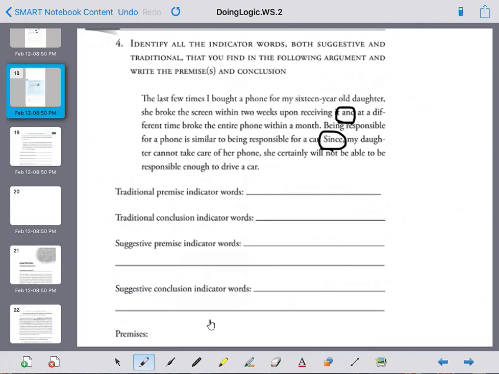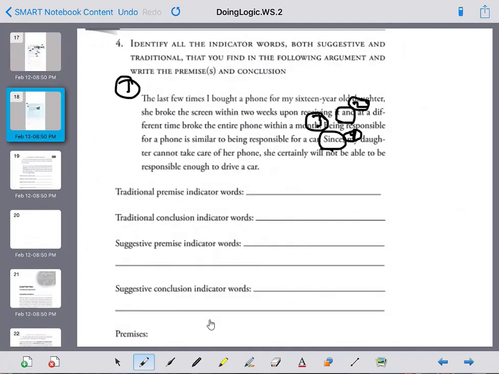When I read it, what I notice is that of the traditional indicator words, there's only one: "since." I don't have any of the others. Suggestive premise indicator words, I have an "and." And conclusion indicators, I don't have any. So what do I know is my ultimate conclusion? If I were to look at this whole passage, I'm going to rewrite it. I'm going to have statement 1, and statement 2, period. Then statement 3, period. And then you have "since."